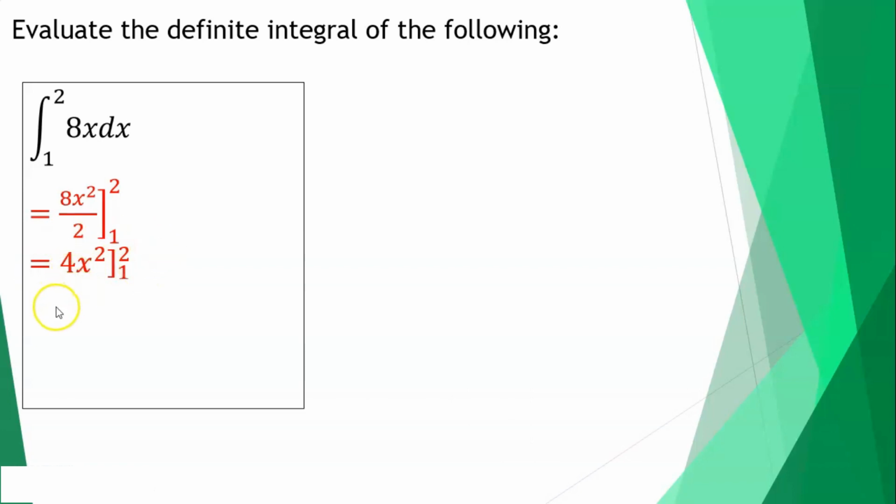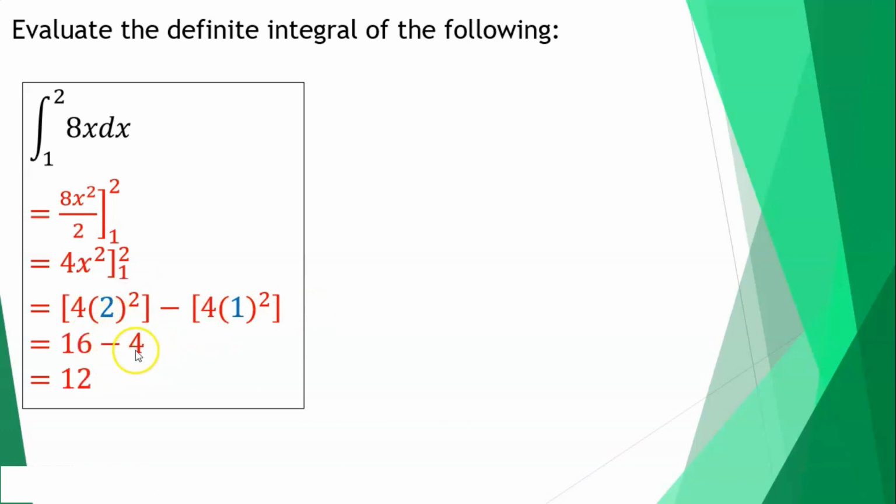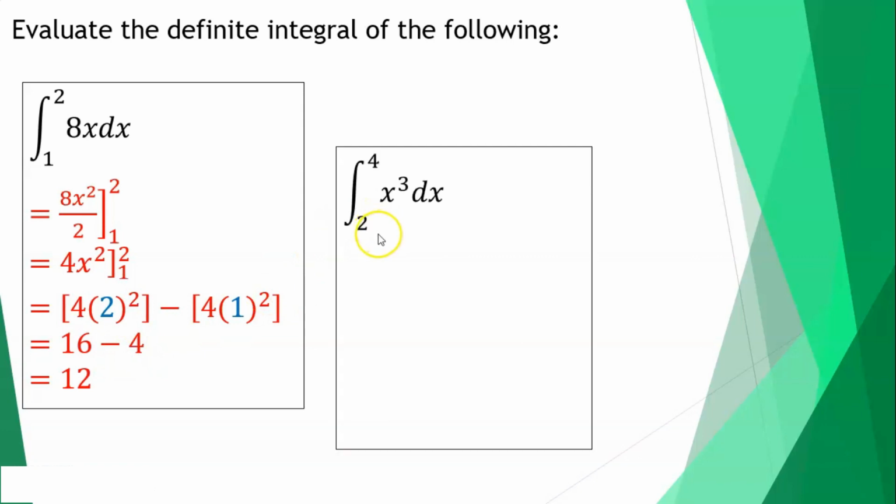So next step is substitute. So this will become 4, then 2 squared minus 4, then 1 squared. So 2 squared times 4, that will become 16, then minus 4. So the answer here is 12. Okay, another example. Evaluate the integral of x cubed dx evaluated from 2 until 4. So take note, the first thing we do is solve for its indefinite integral. So add the exponent by 1 and divide by 4. So evaluate from 2 until 4.